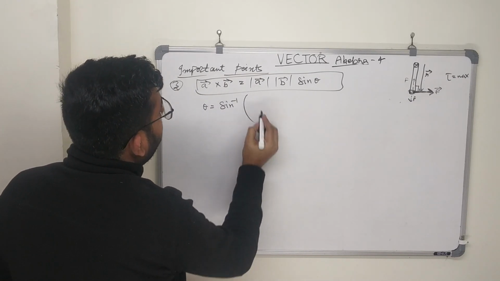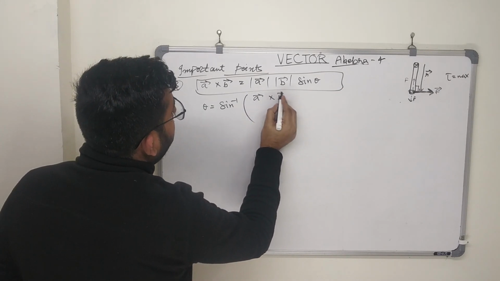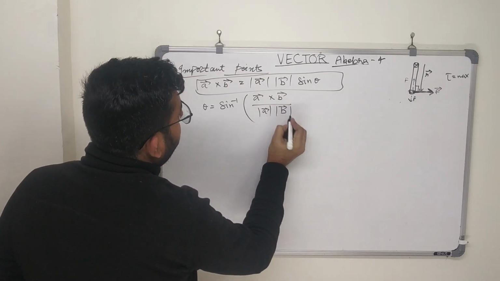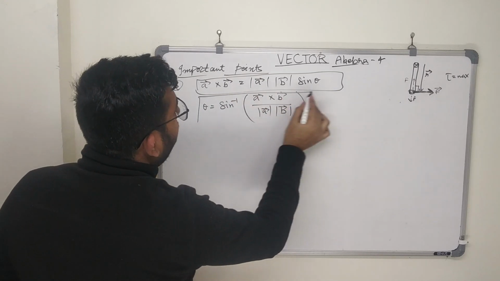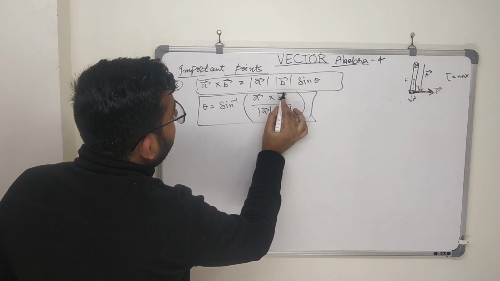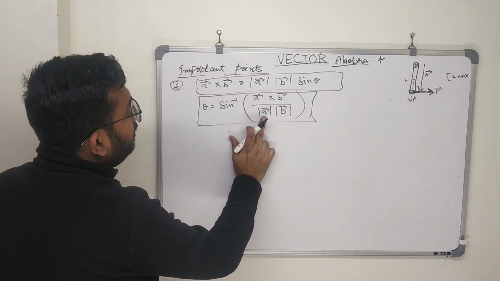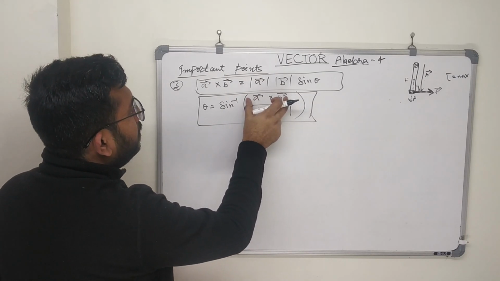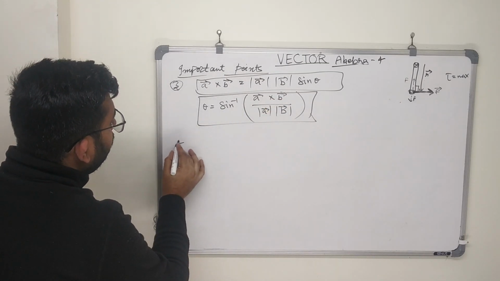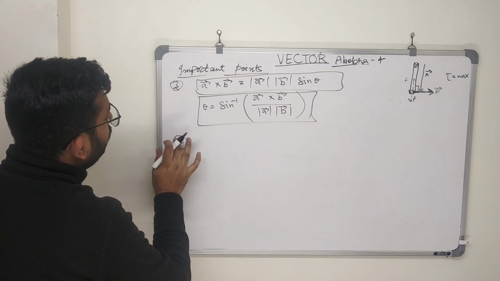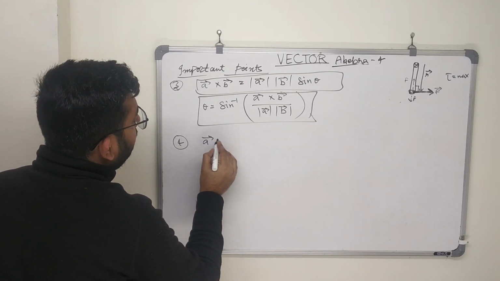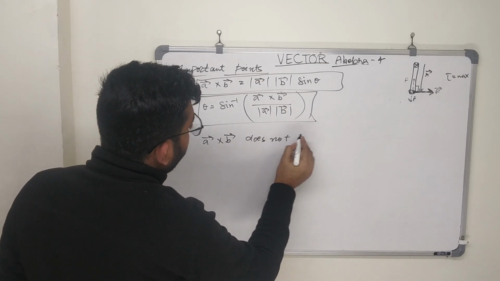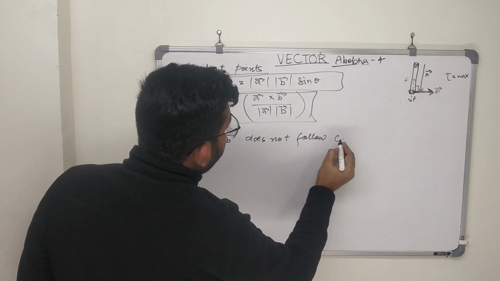sine inverse of a vector cross b vector upon magnitude of a vector into magnitude of b vector. So with the help of these three parameters, that is a vector cross b vector and a vector's magnitude and b vector's magnitude, you can find the angle theta between the a vector and b vector. Now the fourth point says that a vector cross b vector does not follow commutative law.